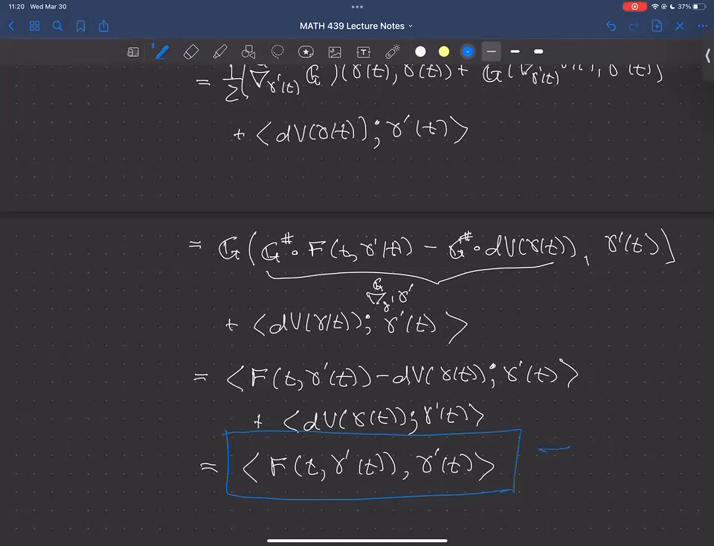So that is the time derivative of energy. All right, so there, I've calculated it somewhat carefully, and we'll talk about it next time.